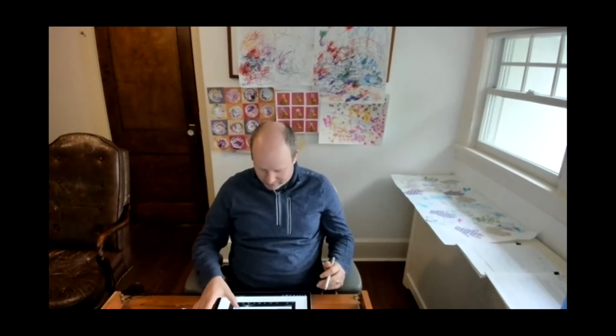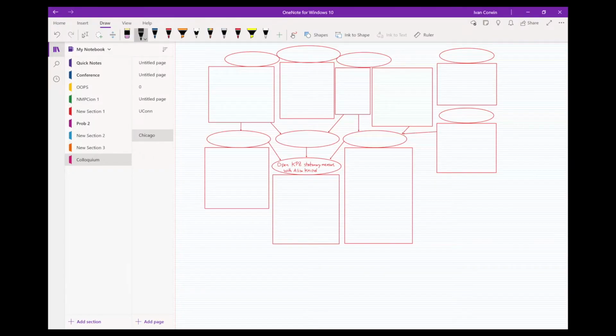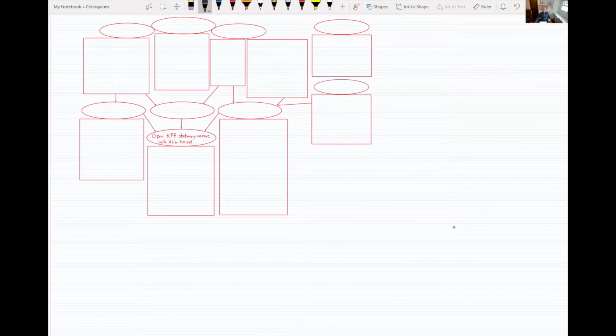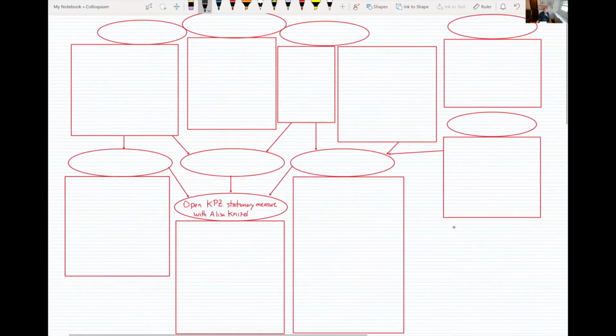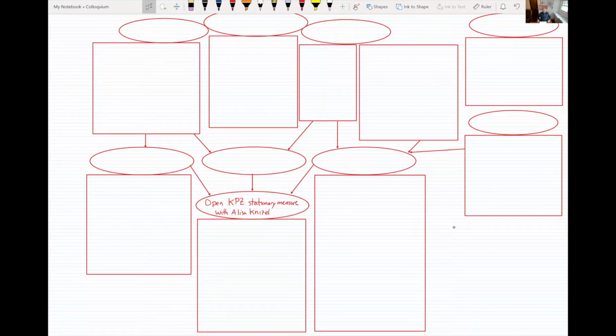So let me share the screen now. And okay. Okay, let's do side by side. Okay, so the talk is on the open KPZ equation stationary measure with Lisa Kniesel.